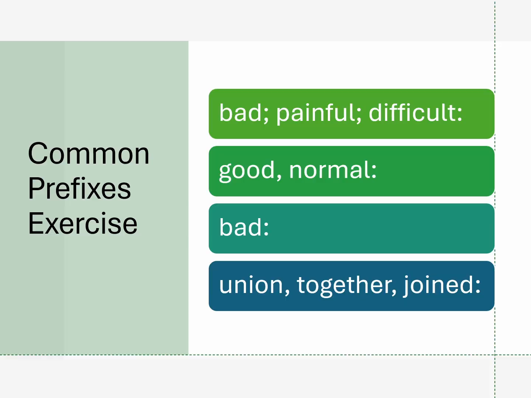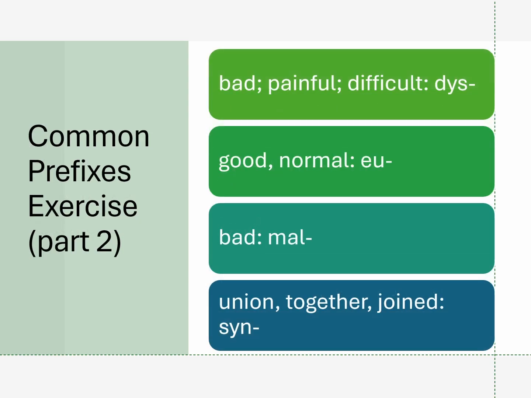Here are some common prefixes. Bad, painful, or difficult. Good or normal. Bad. And union, together, or joined. Bad, painful, or difficult is the prefix dys. Good or normal is eu. Bad is mal. And union, together, or joined is syn.